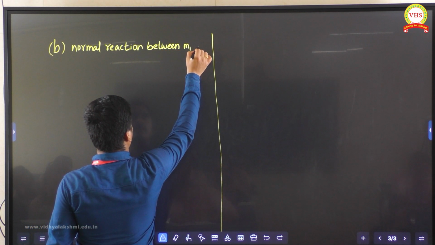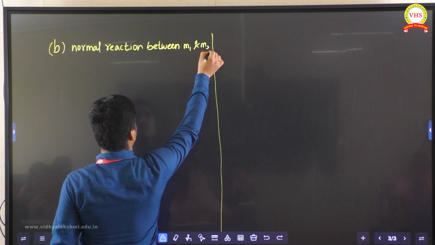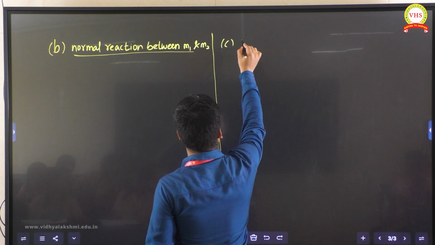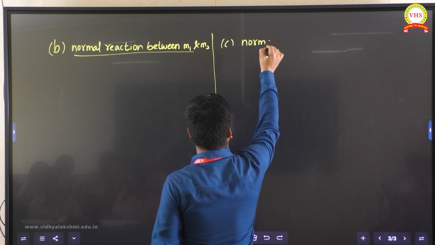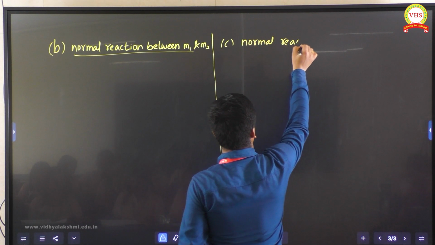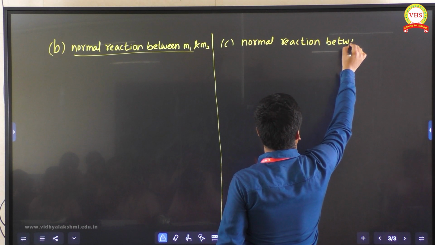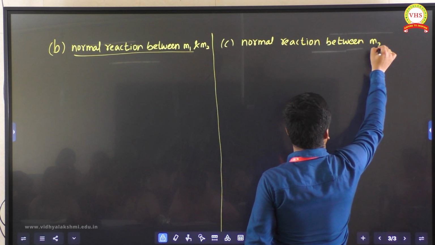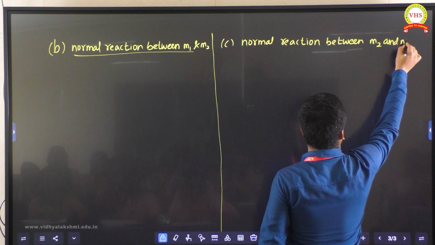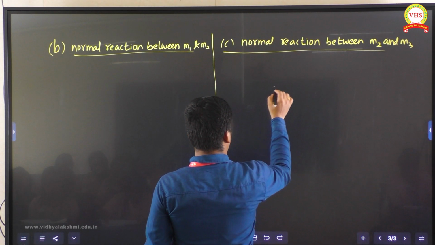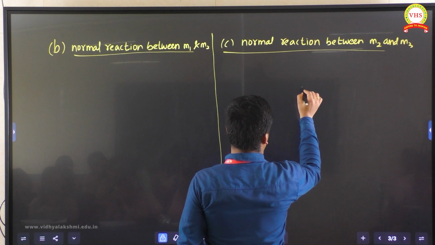So I need to calculate what is the normal reaction between m1 and m2. Yes or no? And also I need to find normal reaction between m2 and m3. That also I need. Now listen all of you. First I will do m3 object free body diagram.